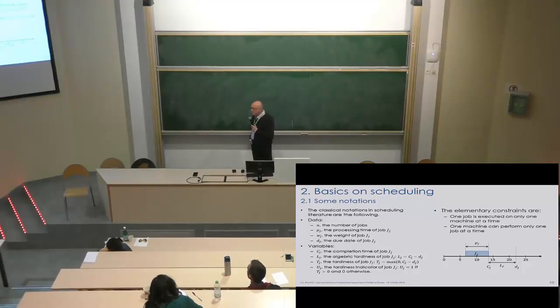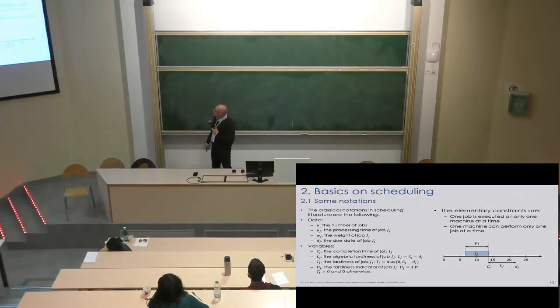The elementary constraints that we always have in scheduling problems is that one job is executed on only one machine at a time, and one machine can perform only one job at a time. Of course, sometimes we can imagine that a job can be performed by several machines at the same time. It's a very specific case. And we have also machines that can perform more than one job at a time. It's also a very specific case. For the general, basic problem, one job at a time is performed by a machine.